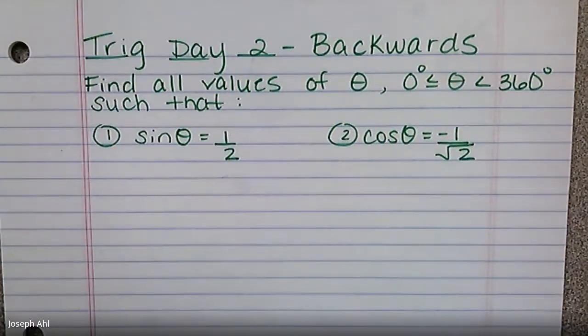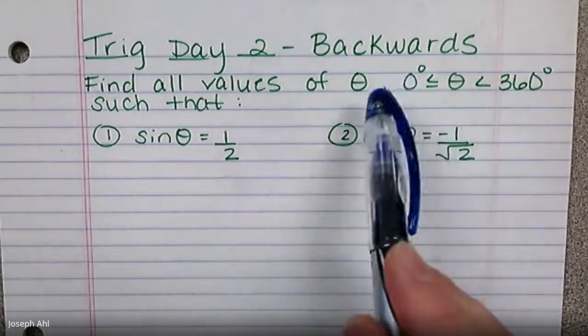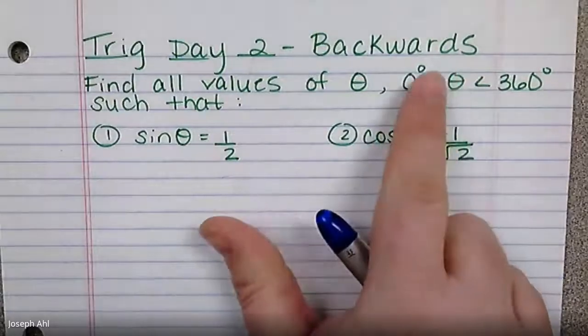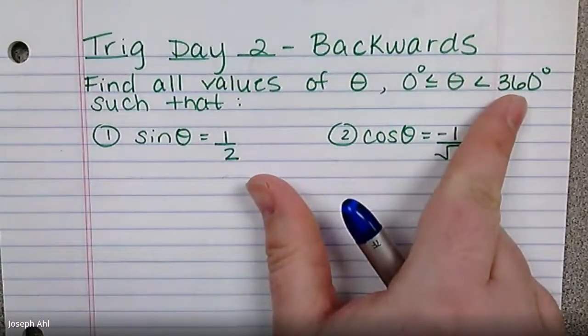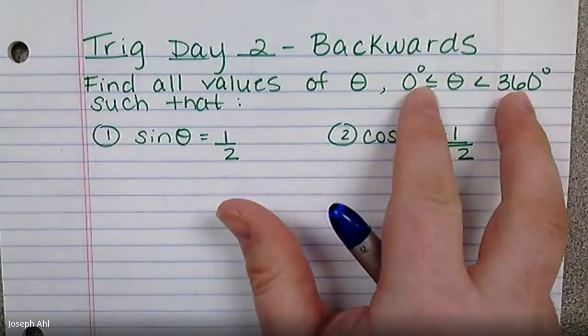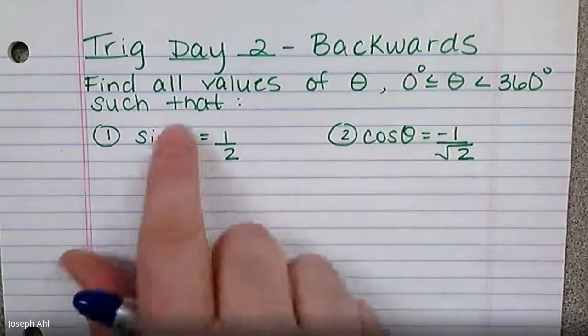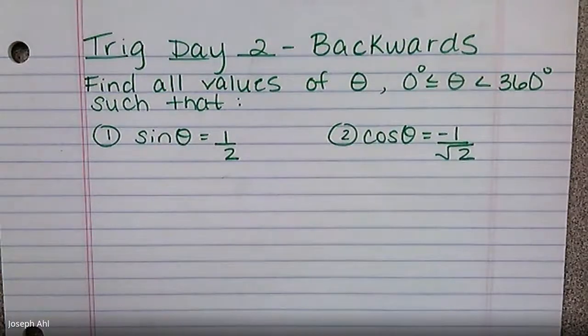So to get started, we are finding just the angles from 0 to 360 that satisfy these conditions. Notice how 0 is included, but 360 is not. That kind of makes a difference because 0 and 360 we think about as being in the same location, right? If we think about the unit circle. So we don't typically include both, but we'll see if that even comes up in any of our questions here.